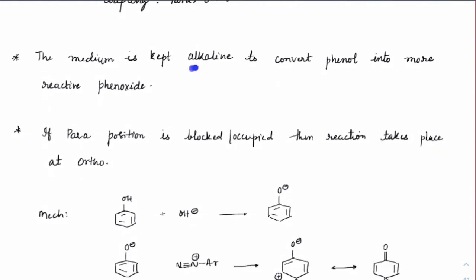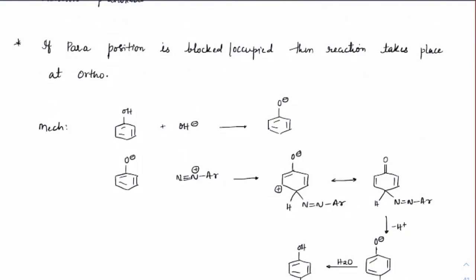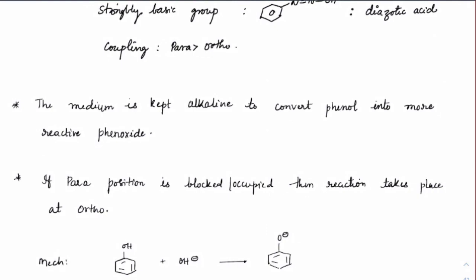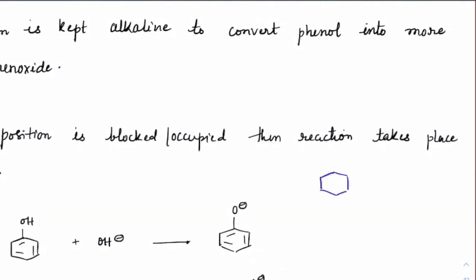Now, if we keep the medium slightly alkaline, the advantage is that phenol can become phenoxide, and phenoxide has much more reactivity as compared to simple phenol. Suppose the para position is already blocked by some other group, then ortho will be attacked. So if I have a reactant like this, where we have phenol with a methyl group here, then the diazonium reaction will still take place, but this time it happens at the ortho position. Even if there is one more methyl group, the reaction will still take place.